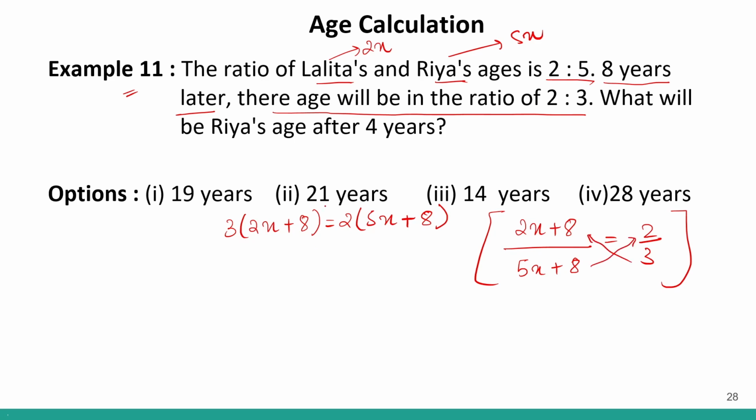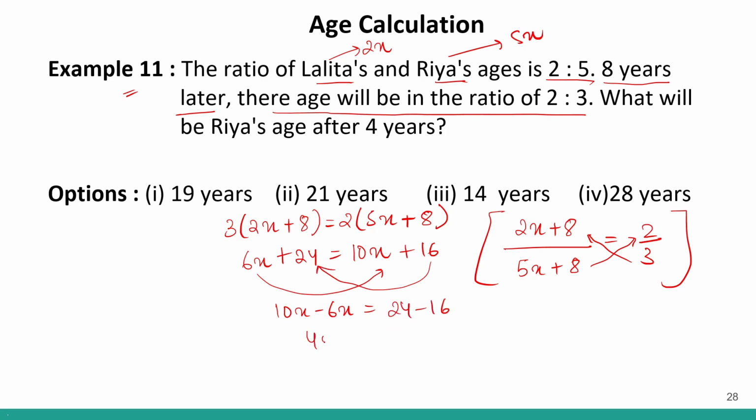Now, if I open up the brackets, 3 into 2x will give me 6x. Similarly, 3 into 8 will give me 24. Similarly, 5 into 2 will give me 10x and 2 into 8 will give me 16. So now I have to take 6x this side. So 10x minus 6x, and I have to take 16 this side, which will give me 24 minus 16. So 4x gives me how much? It gives me 8. So what will be the value of x? It will be 8/4, which is equal to 2.